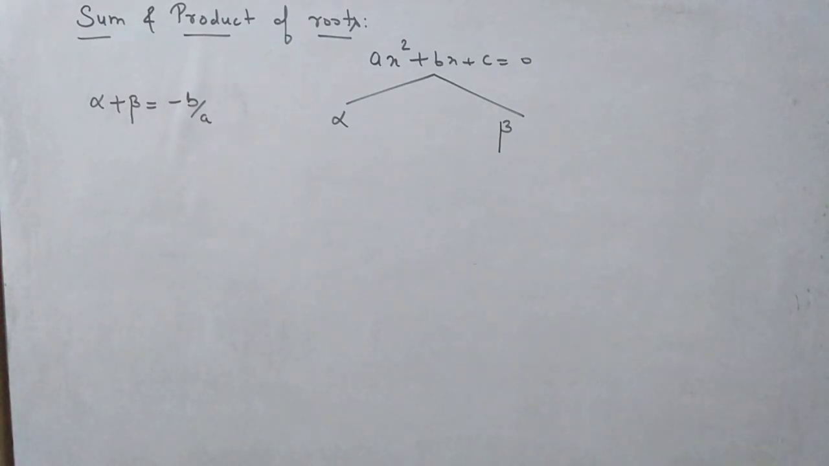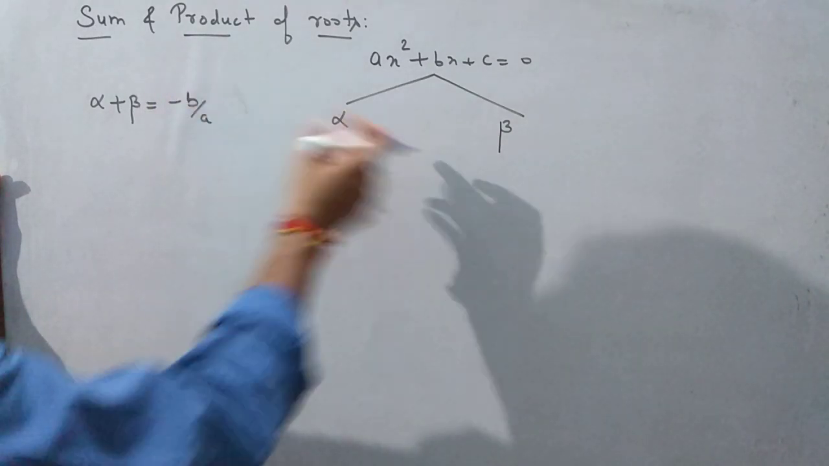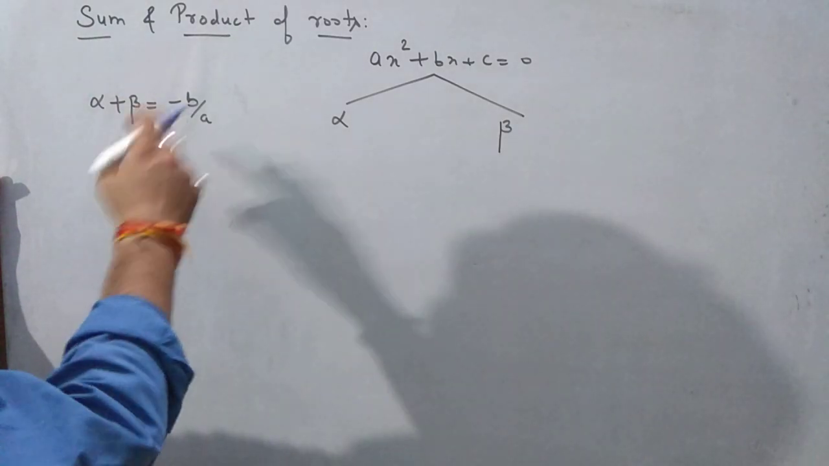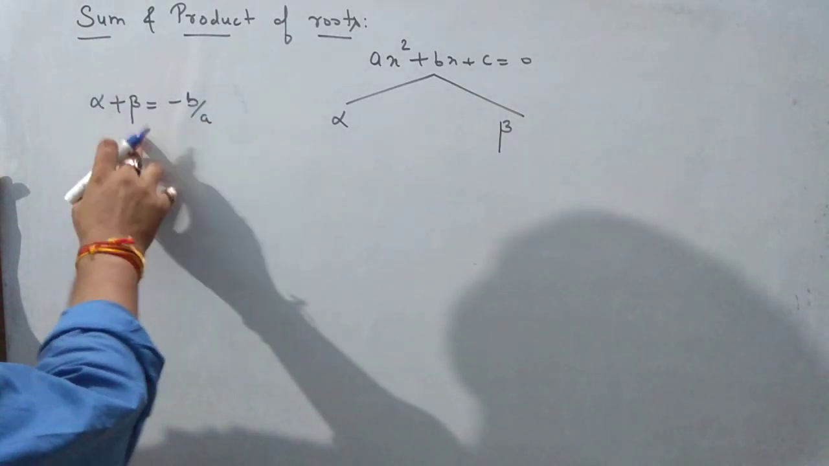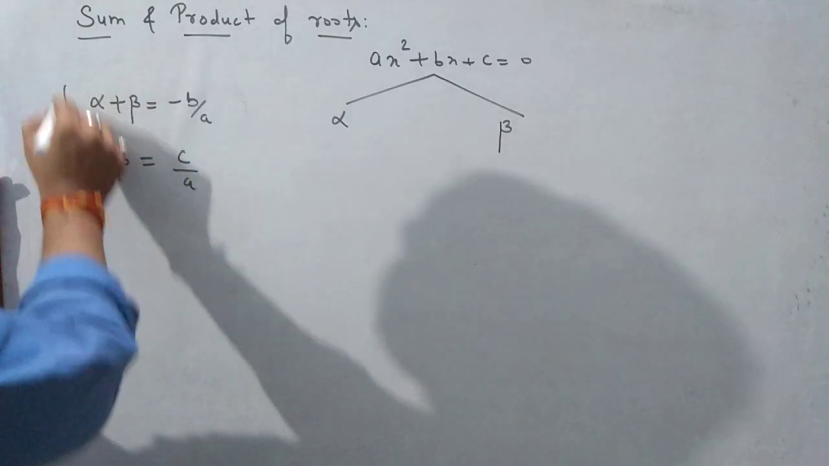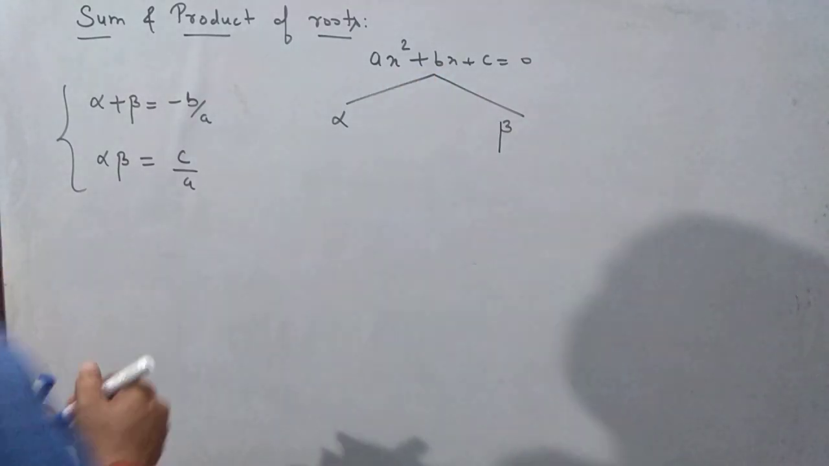Since you have already done this exercise and the chapter also, it's just a revision, and you know how this minus b by a comes when we apply the formula of Sridharacharya method and substitute the two roots to find the value of this. Alpha beta is c by a. This is the formula we'll use to find sum and product from this equation.